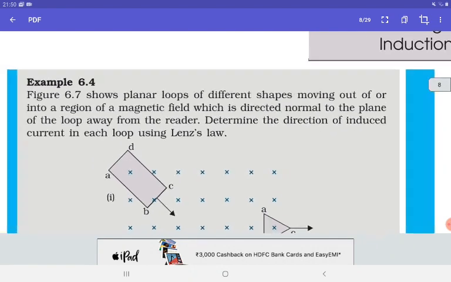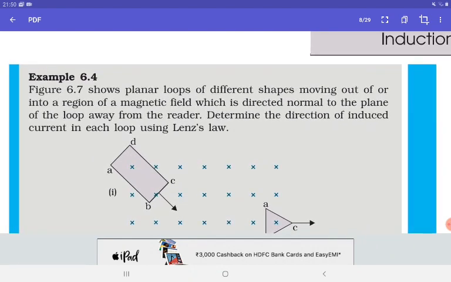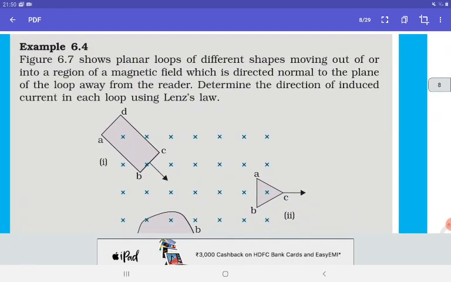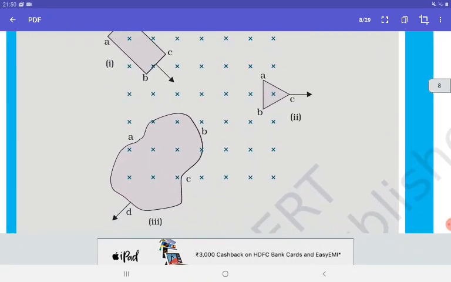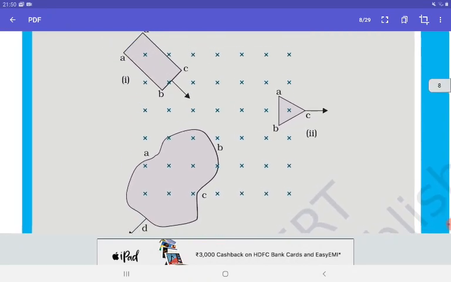Example number 6.4. Figure 6.7 shows a planar loop of different shapes moving out of or into a region of a magnetic field which is directed normal to the plane of the loop away from the reader. Determine the direction of induced current in each loop using Lenz's law. So here 3 figures are given.